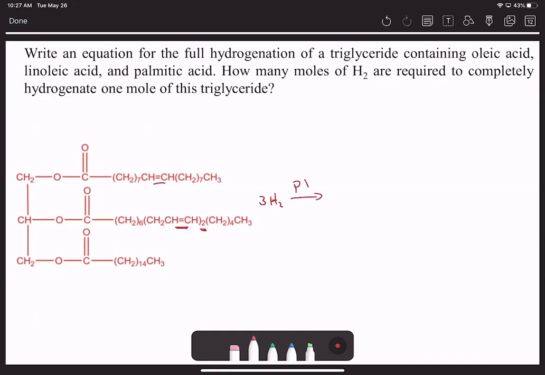So let's see what we're going to have for this, which means we're going to remove these double bonds here. So how many carbons are actually here? Because we have to get this right. We're not going to break this up like we did for saponification. All we're doing here is removing the double bonds, and that's it.